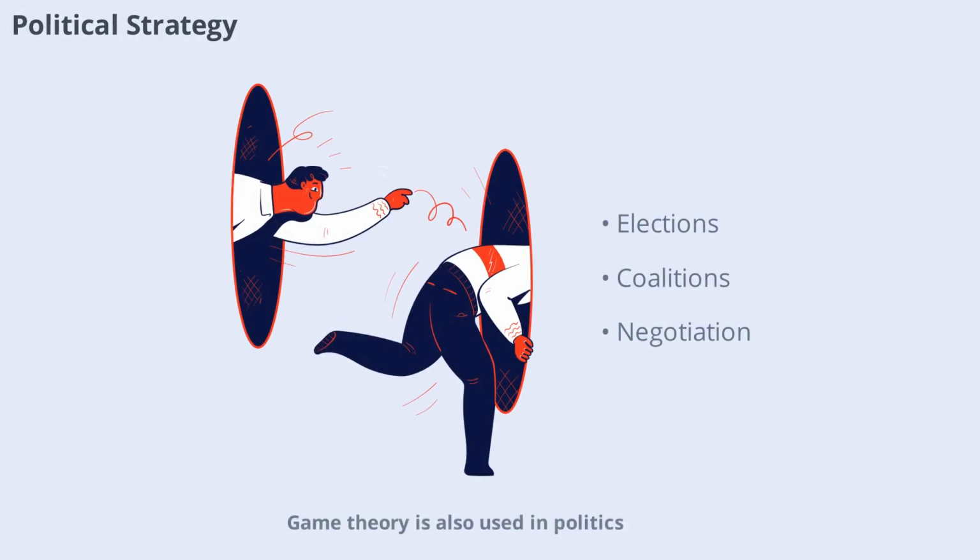Game theory is also used in politics, where parties and candidates make strategic decisions to win elections or pass legislation. From forming coalitions to negotiating treaties, understanding the likely moves of others can be the difference between victory and defeat. Political scientists use game theory to analyze voting, lobbying, and international relations.